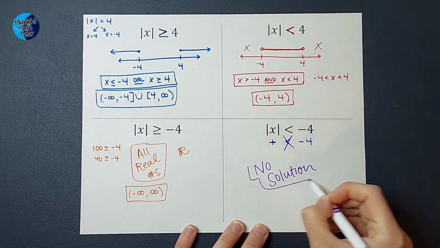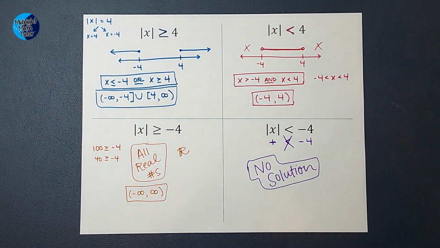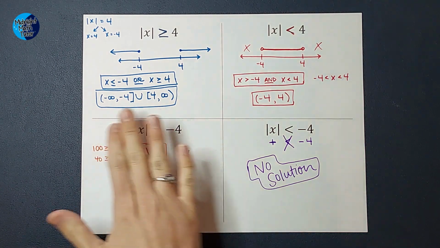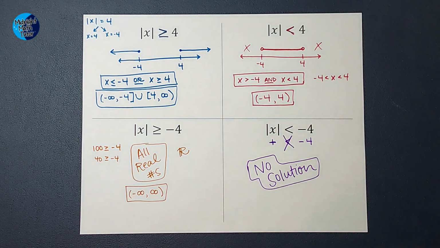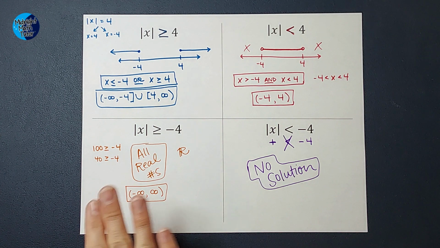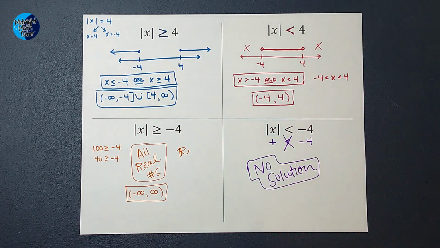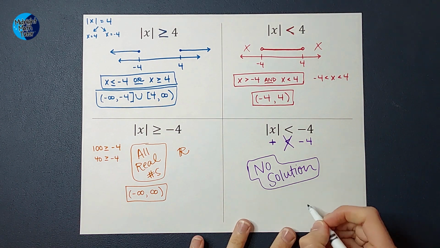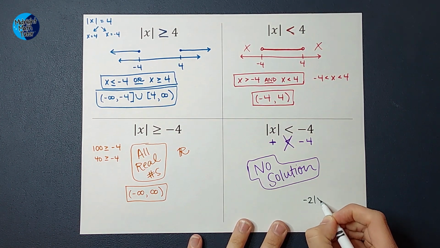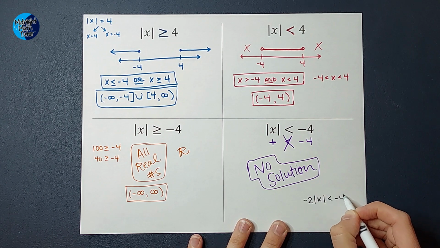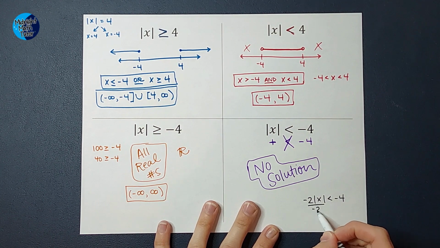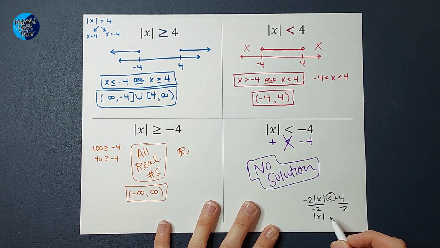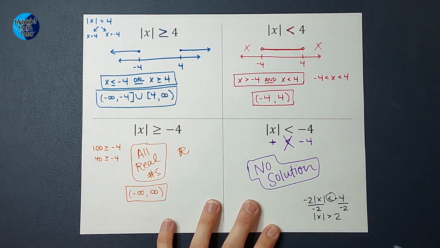So whenever you have one of these absolute value inequalities, once you get the absolute value by itself, if you have a negative number on the other side, your answer is either going to be all real numbers or no solution, okay? Now, you do have to be careful, because if I had something like -2 times the absolute value of x is less than -4, well, guess what? Before I really solved that, I would need to divide both sides by -2, right? Which ends up flipping that sign. So I would have the absolute value of x is greater than +2, okay?